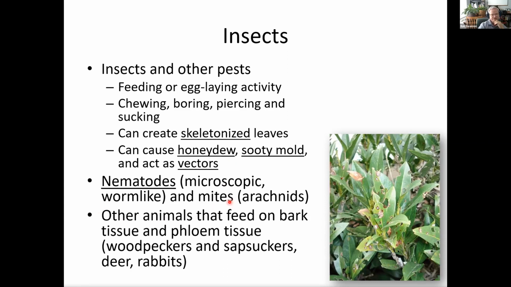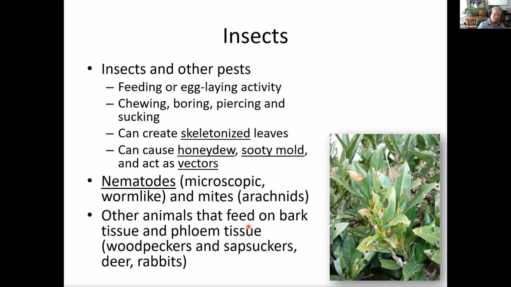We also have mites. Mites are in the arachnid family. They're kind of interesting little critters. Most mites are beneficial, but some of them are not so beneficial. Some of the non-beneficial mites just suck with their piercing mouth parts and drain all the photosynthetic chlorophyll out of the leaf until the leaf looks bleached.